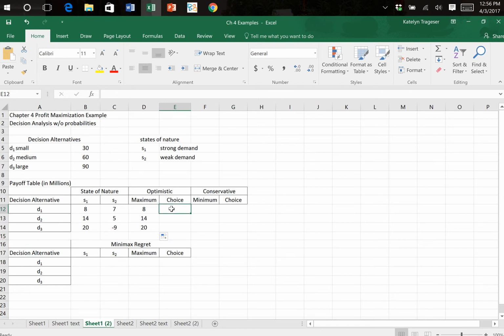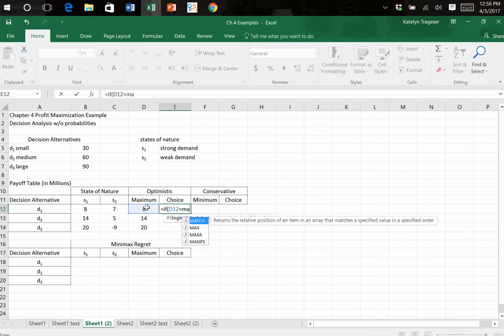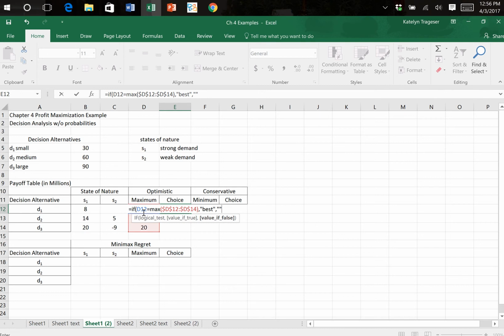So in our choice column, we're going to use an if statement. So equals if this value here on our left equals the max value of the 3 of these, we want that to be an absolute cell reference so that we can just copy this formula down. So if the one on our left is the max of the 3, then we want to see best. If not, we want to just leave the cell blank. Okay. We can see perhaps this isn't the best choice because it was left blank.